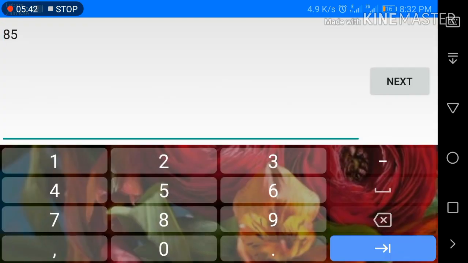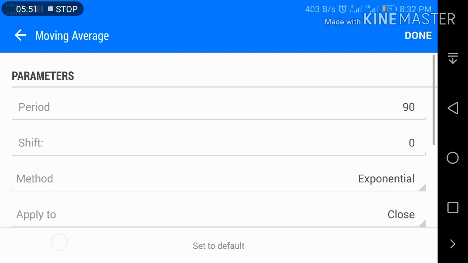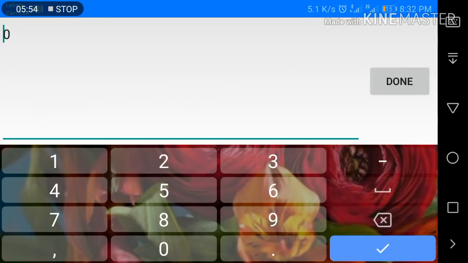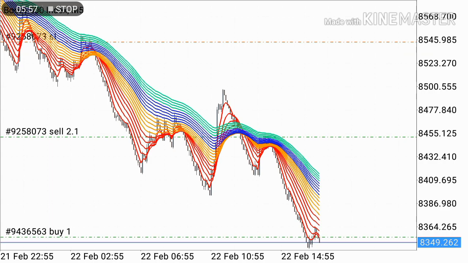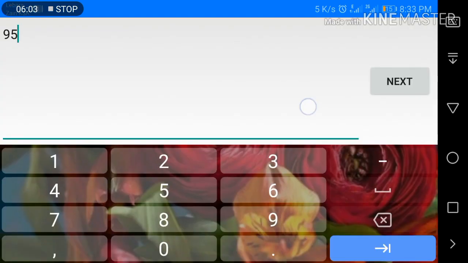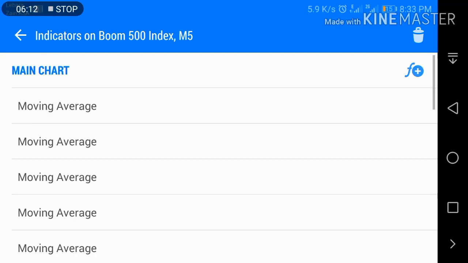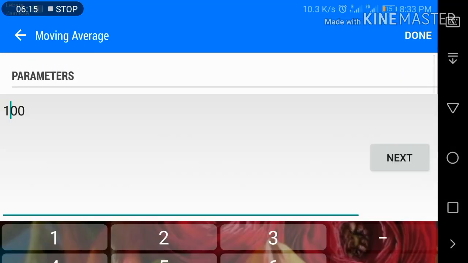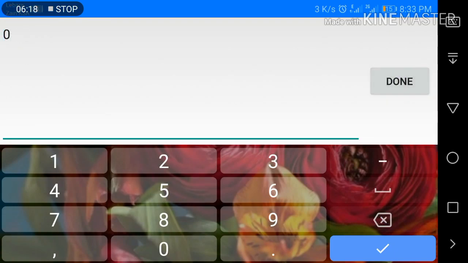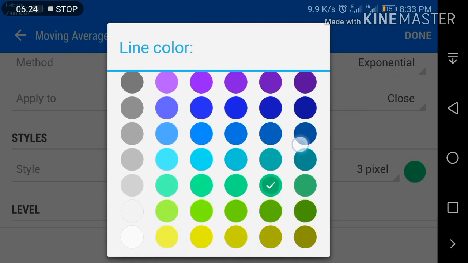Moving average 90 and done. Moving average 95 and done. Moving average 100 and done. Okay guys, so now 105, change the color. It's time to change the color.